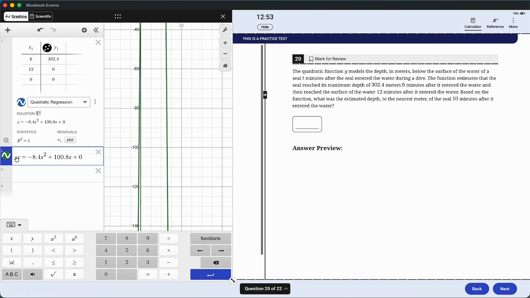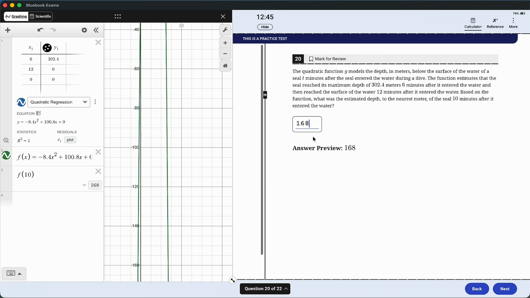Now we want to use our equation. I want to plug in 10 for x, so I can just change that to f of x and then ask it to do f of 10, and I get my answer. So that would otherwise be a really difficult problem unless you've practiced it before. So that's, again, the whole key.